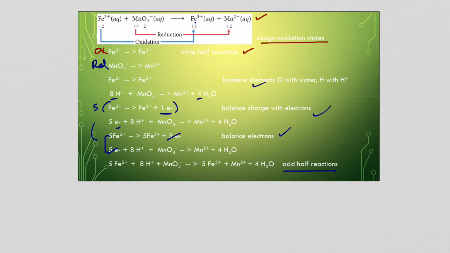Now we double check it. First mass balance, we have 5 irons on each side, we have 8 hydrogens on each side, 1 manganese, and 4 oxygens on each side.